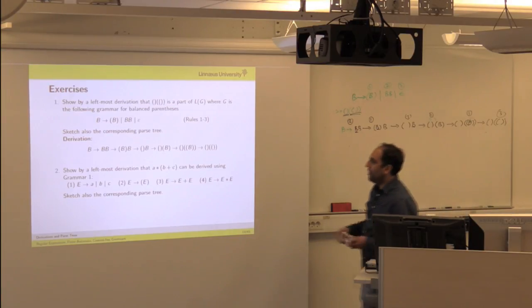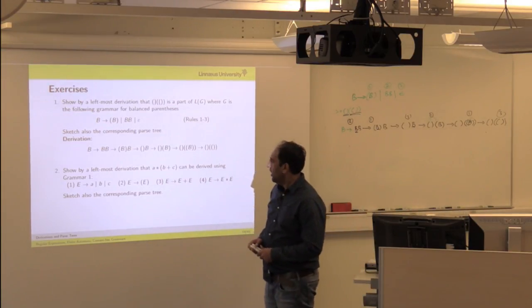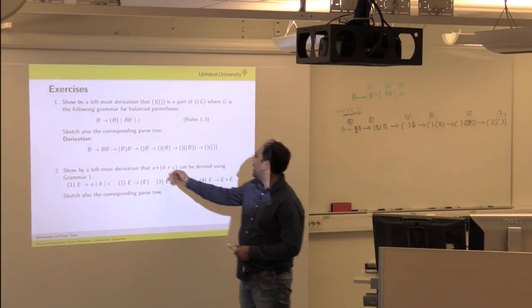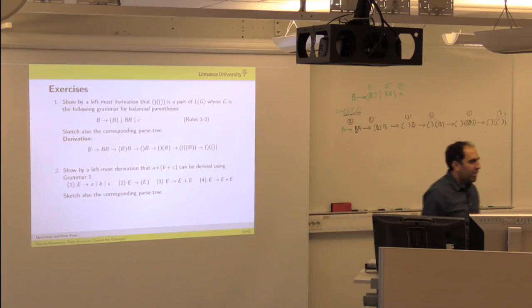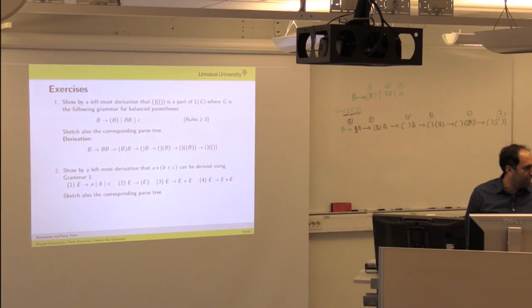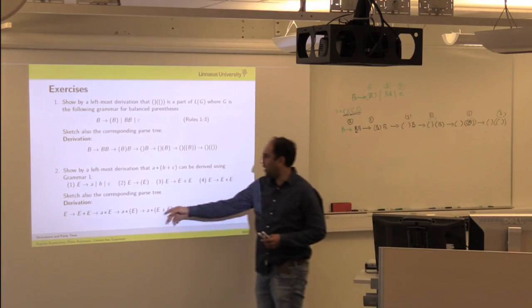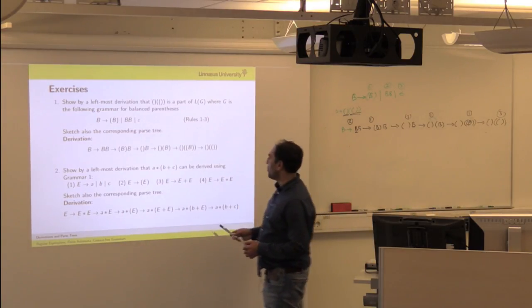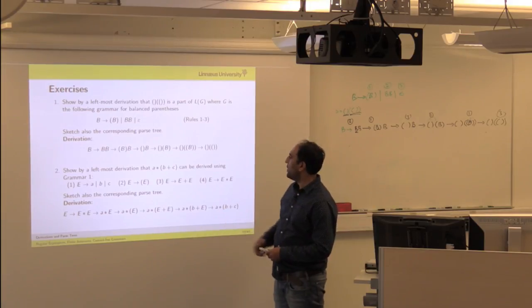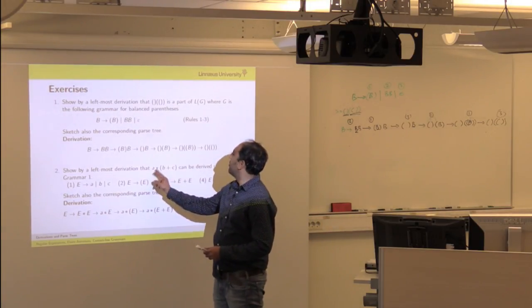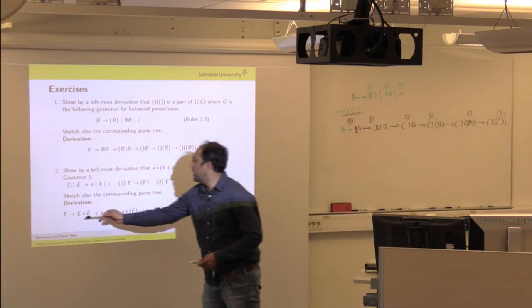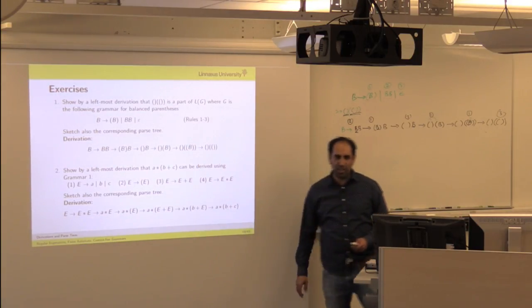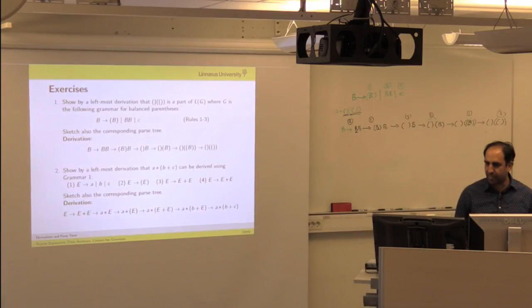And then we have another one. Show by leftmost derivation that A star B plus C can be derived using grammar 1. Let's see how much time we have. We have only 5 minutes. So it's basically the same rule. The important thing is that it's a leftmost derivation and it involves the multiplication sign, so you start with rule 4. And if you start with rule 4, you most likely will achieve the result.